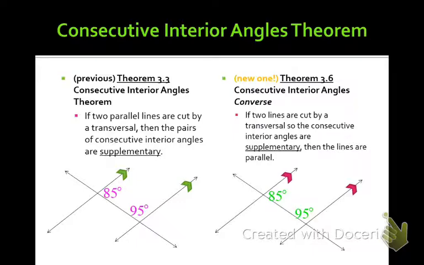So if you use these second theorems, you're just going to write CONV in front of AEA or CIA or AIA. CONV stands for converse. Okay, the converse of that.